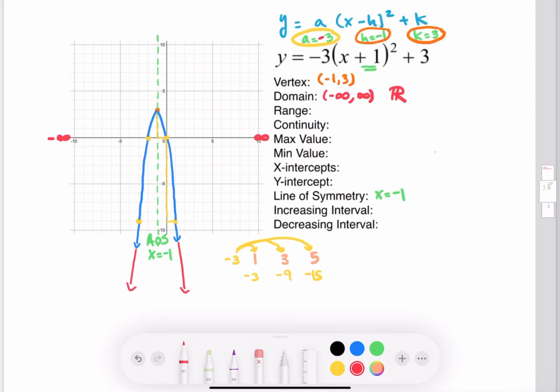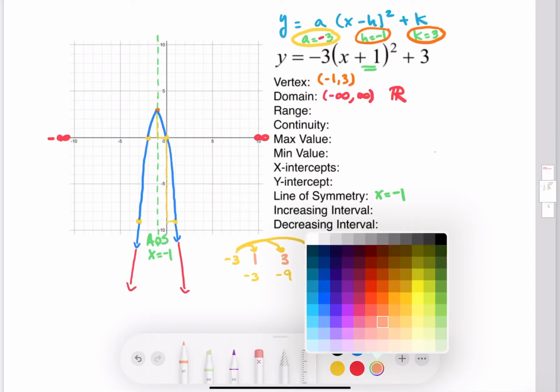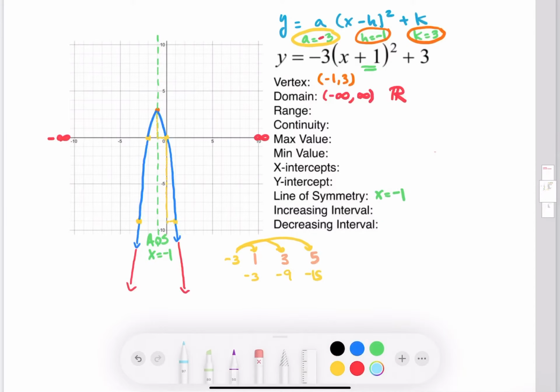Now the range, instead of from left to right, what we're going to do is read the graph from bottom to top. So the lowest point of our graph is these arrows. And these arrows mean that it's going down forever at negative infinity in terms of y. But the highest point of our graph is located right over here. And that highest point is located when y is equal to 3.